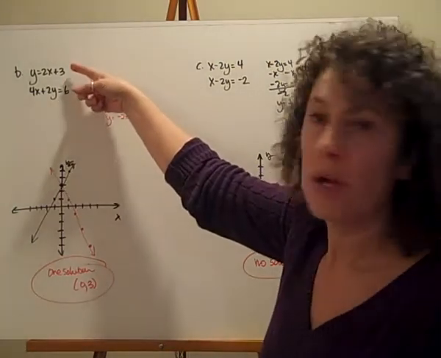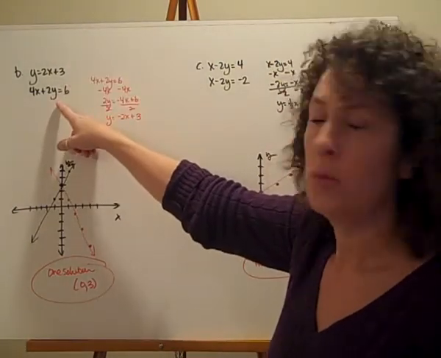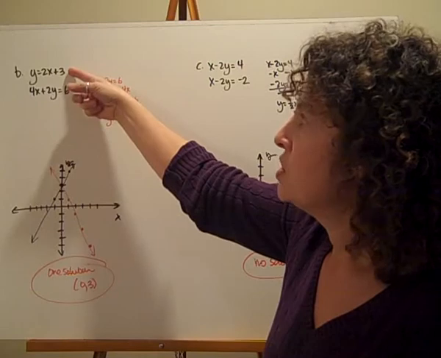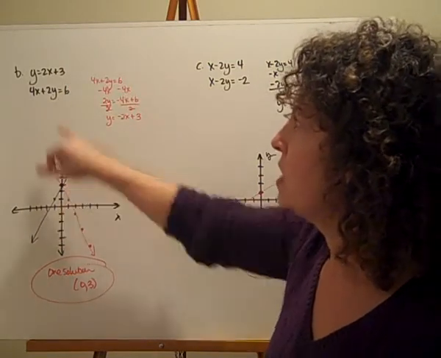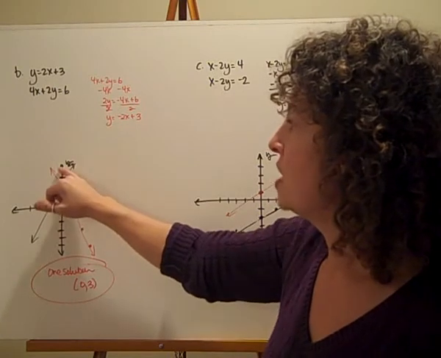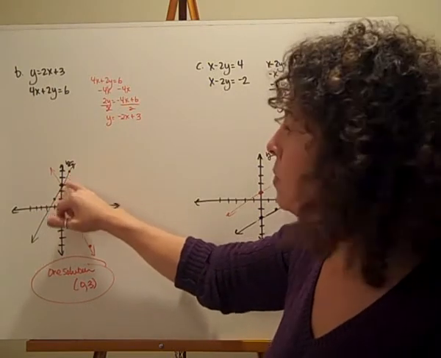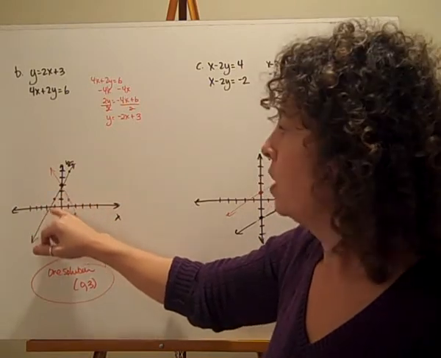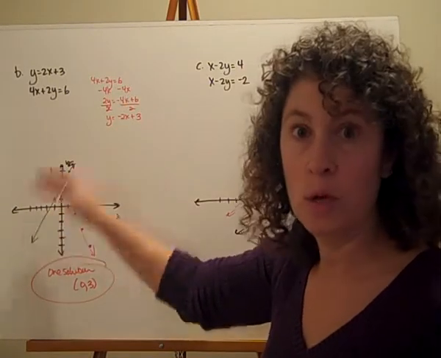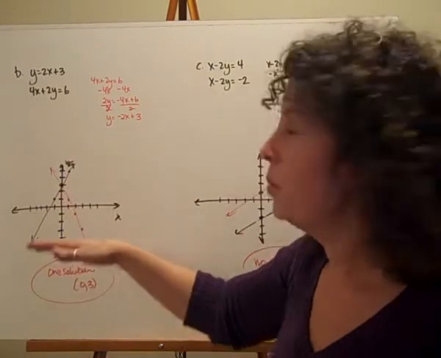So I have y equals 2x plus 3 and 4x plus 2y equals 6. This first equation is in slope-intercept form, so very easy to graph. I'm going to graph my y-intercept of 3 and my slope of 2, so rise of 2, run of 1. Notice here I might want to go backwards: a rise of -2, a run of -1. So we can go backwards with our slope.